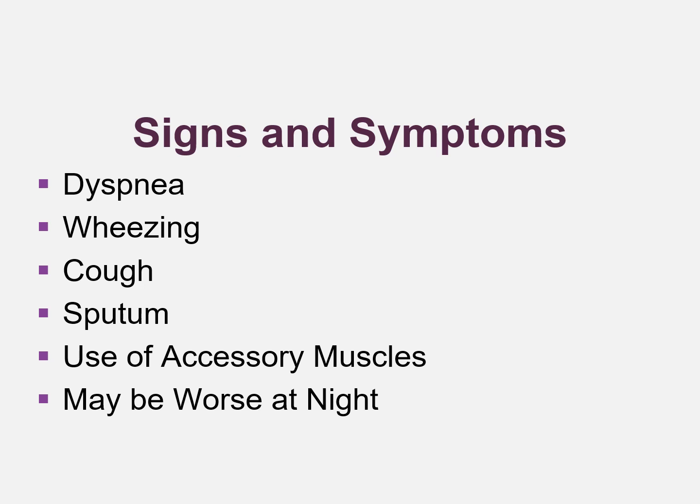Signs and symptoms are dyspnea, wheezing, cough, and sputum. These patients will go into respiratory distress and use their accessory muscles to breathe. So you're going to see nasal flaring and retractions in the sternocleidomastoid muscles and in the rib area. And it can be worse at night.